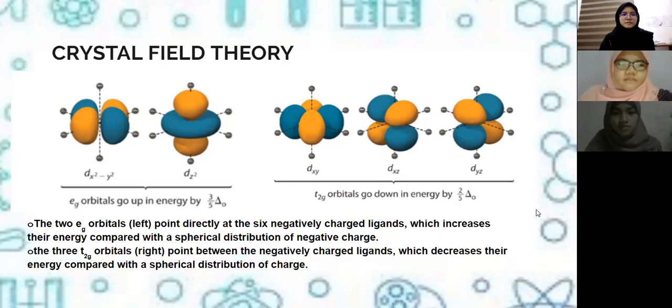From the left of the diagram, we can see that the two eg orbitals point directly at the 6 negatively charged ligands. So the energy is increased as the electrostatic force between the cation metal and the anion ligand is closer, so the repulsion becomes stronger. For the right diagram, the t2g orbitals point between the negatively charged ligands, which decreases the energy compared with a spherical distribution of charge.